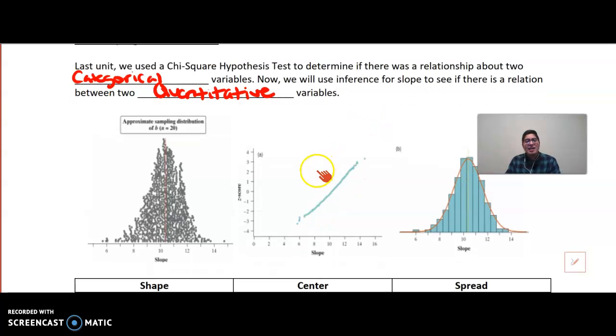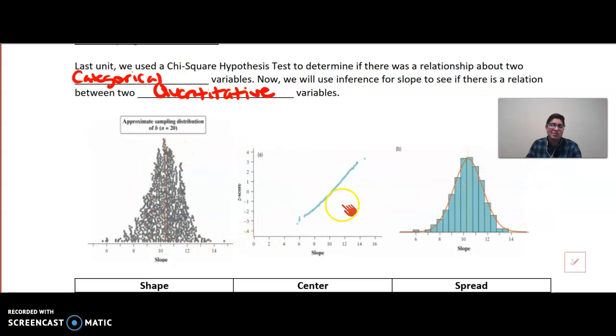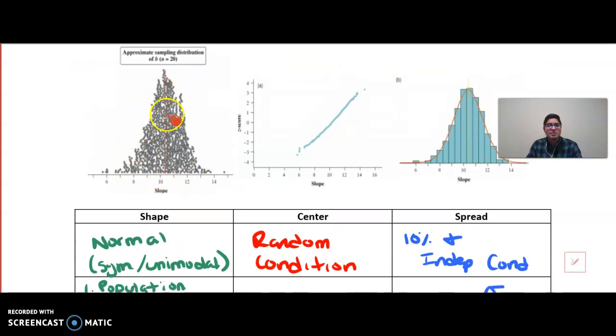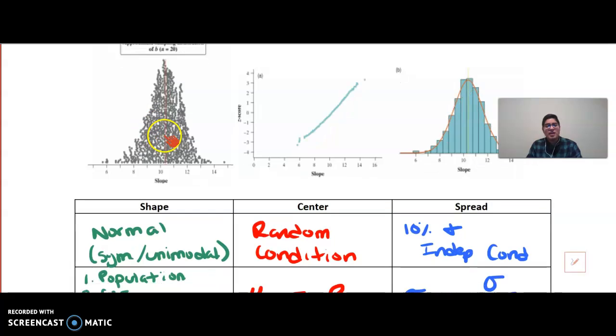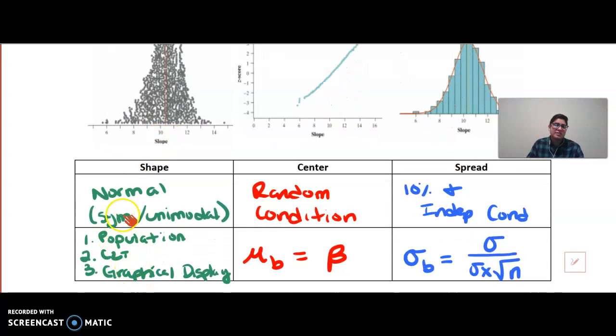But in the same way, the shape, center, and spread of the sampling distribution of slope have the following properties. The shape is approximately unimodal and symmetric, and it can be through any of these variants. Either the population we're sampling from is stated as normal, the central limit theorem applies where my observations are 30 or more, or the graphical display of the residuals shows no extreme skewness or outliers. Notice, not the residual plot, but an actual graphical display of the residuals. That could be a dot plot, histogram, normal probability plot, etc. We'll keep it spicy this unit.